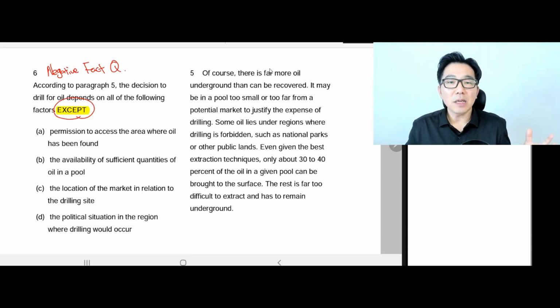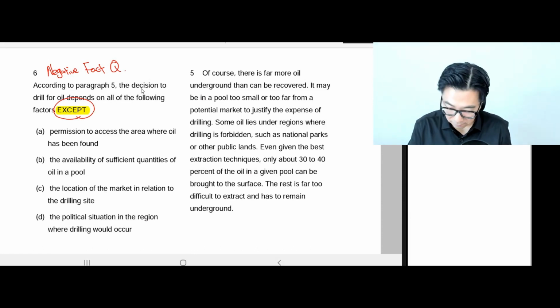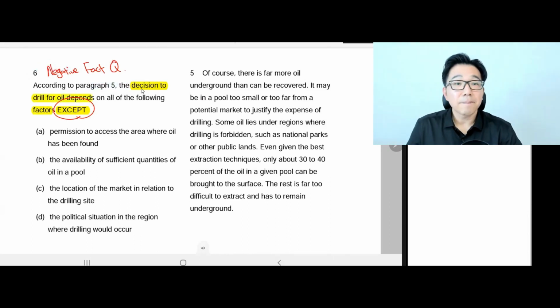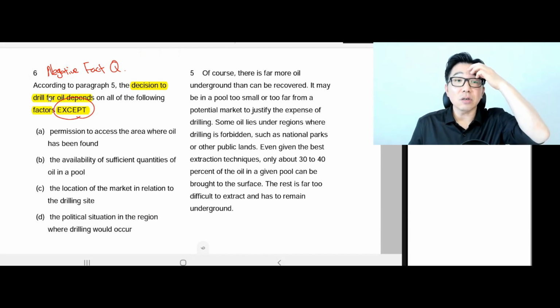Okay. So there will be some information here and 3 answer choices will come from the paragraph that they are the factors that the decision to drill oil depends on, right? But they are the wrong answers because the question asks you except. So we want one answer choice that is not right, which becomes the correct answer. Okay. So the decision to drill for oil depends on 3 factors.